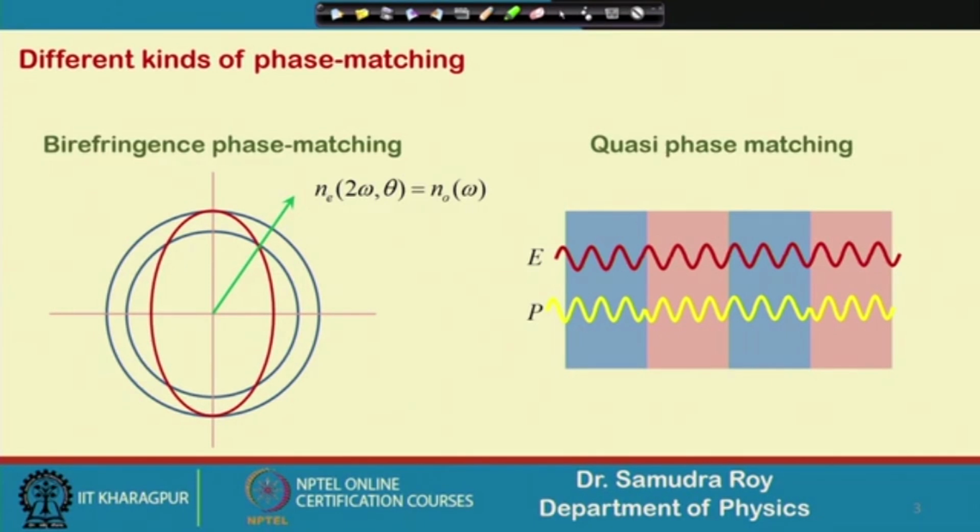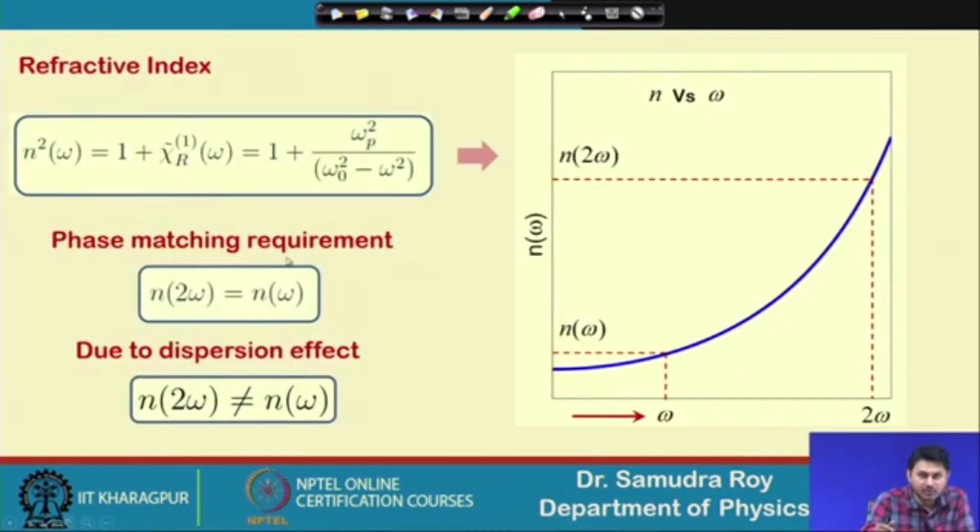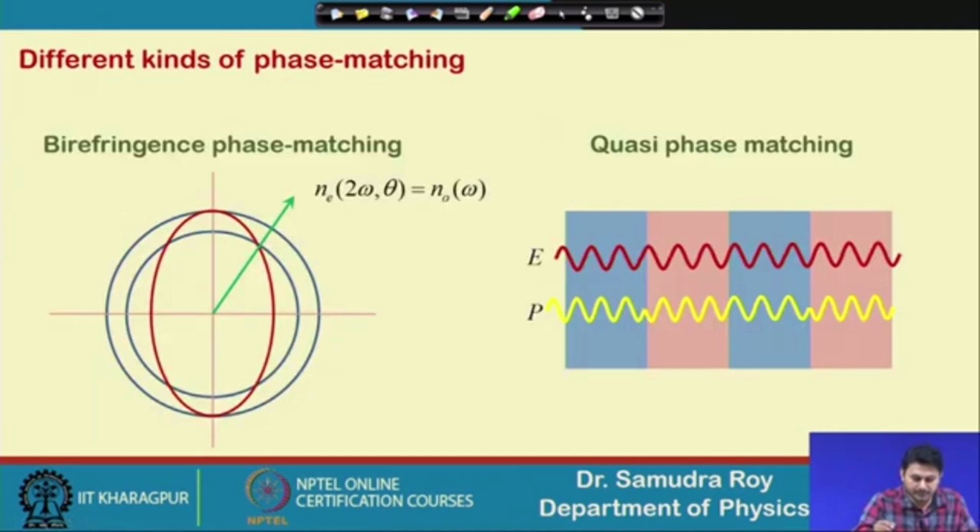Now if I plot the index diagram, we can see that there is a specific point, as shown here, at which we have the phase matching. That means n_e of 2 omega at that particular angle theta is matching n_o of omega, and that is eventually our phase matching condition. So, if I launch light in that particular direction, the phase matching condition can be achieved.